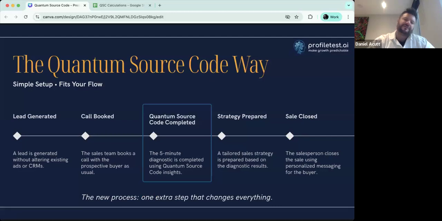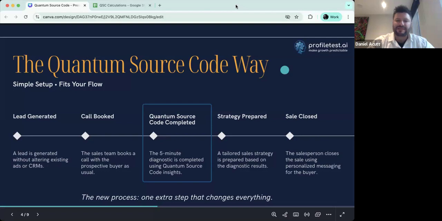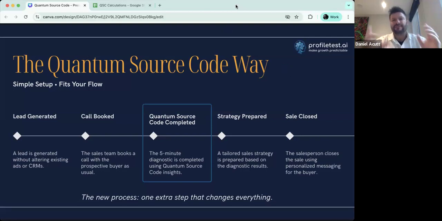If you look at the difference, it's not about replacing your funnel. It's not replacing your pipeline. It's not replacing any of that stuff. It's about adding a predictive layer as part of your funnel, as part of your pipeline, and as part of the experience that you and the potential lead and customer go through. So let's look at this process. The lead is generated, they book a call with you, and you get them to do the quantum source code. Now, typically, this would be the model that works because it's not a lead generator.